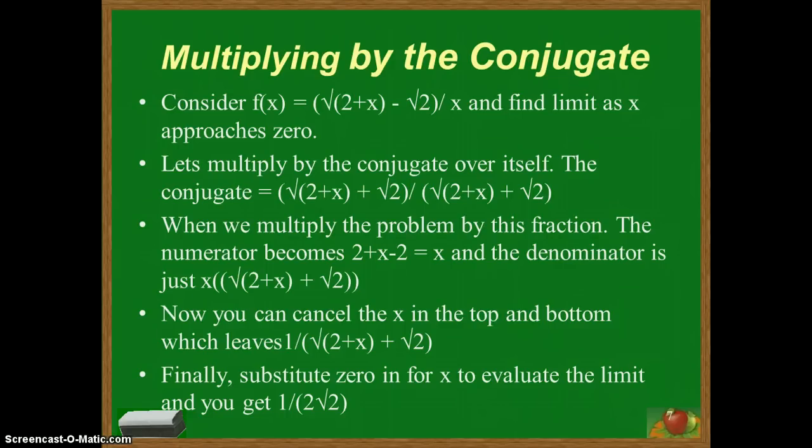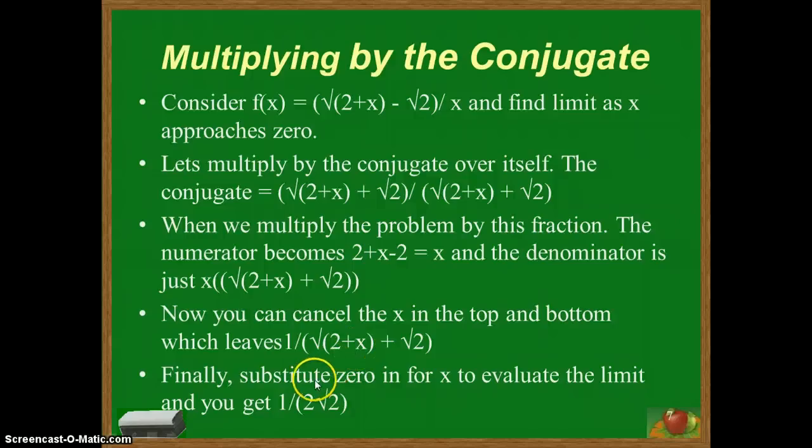equal to 1, the numerator is the difference of two squares, which essentially comes out to be 2 plus x minus 2. That's fortunate because that reduces to x. And the denominator we're just going to leave as the product of x times the square root of 2 plus x plus square root of 2. Now, I can cancel the x because it's a common term in the numerator and the denominator. So that would leave 1 on the top and our conjugate on the bottom.